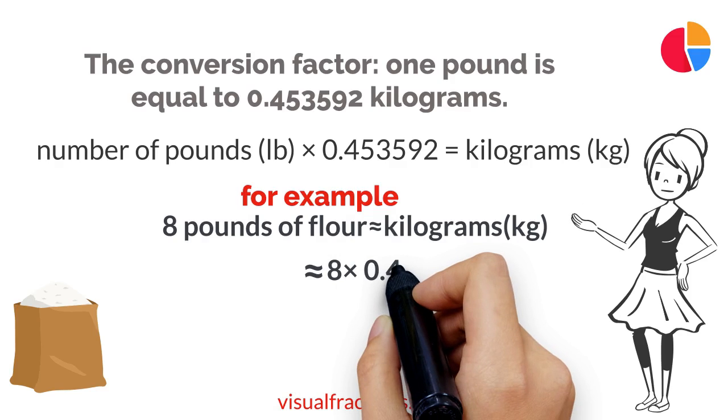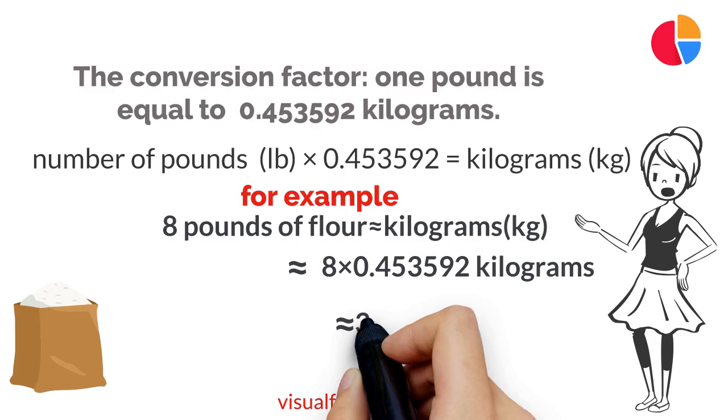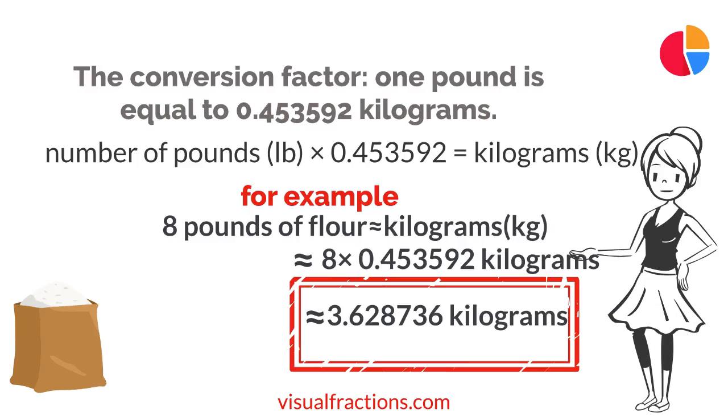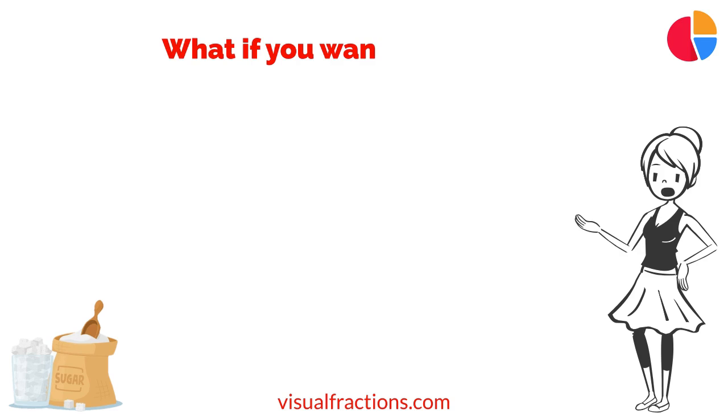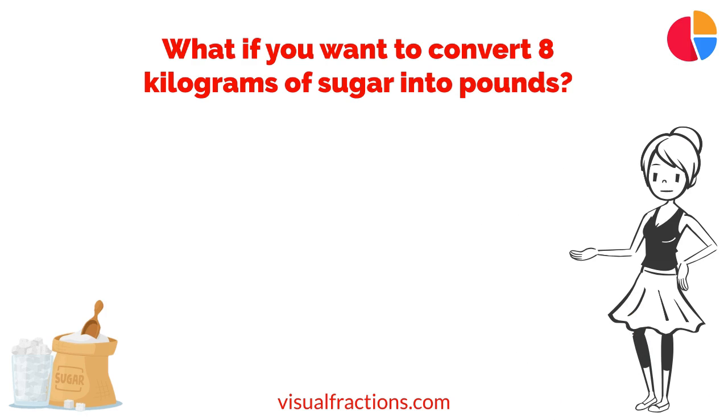We start by multiplying 8 by 0.453592. This gives us approximately 3.628736 kilograms. But what if you want to convert 8 kilograms of sugar into pounds? No worries, it's just as straightforward.